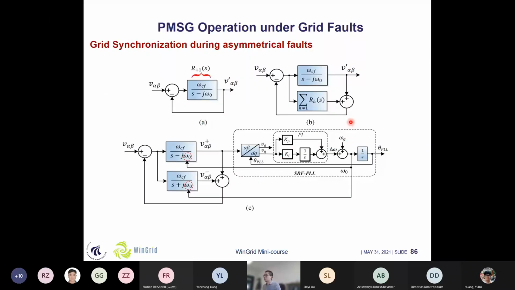Now we also need to use some PLL to know the positive and negative sequence of the grid. Compared to this, different kinds of PLL can be used. For example, we can use SOGI PLL or another kind of PLL. And in this case, we use this phase shift of the PLL.